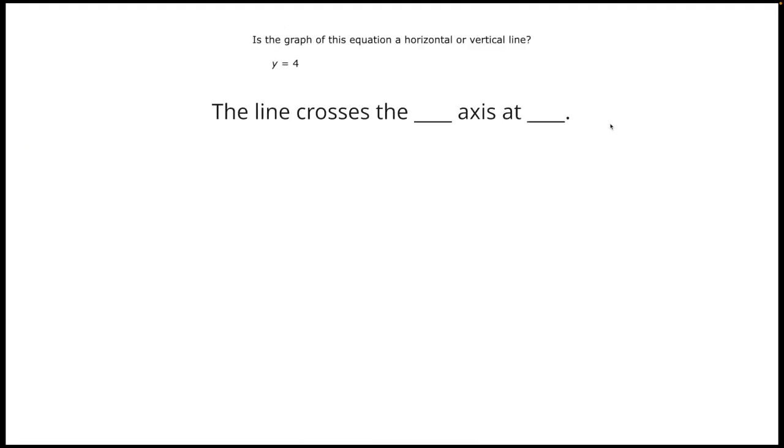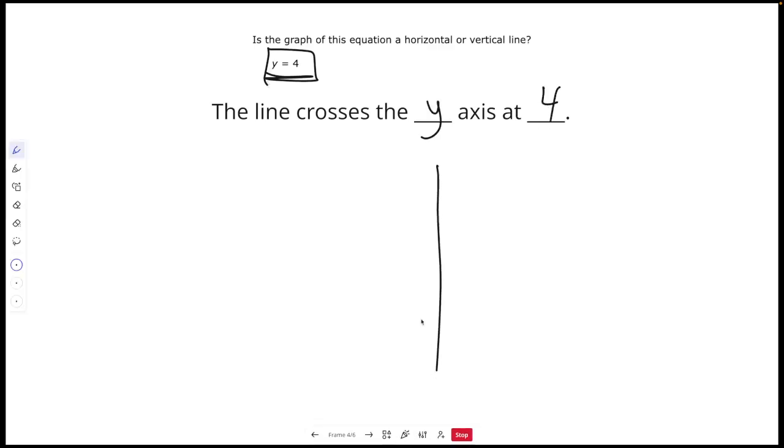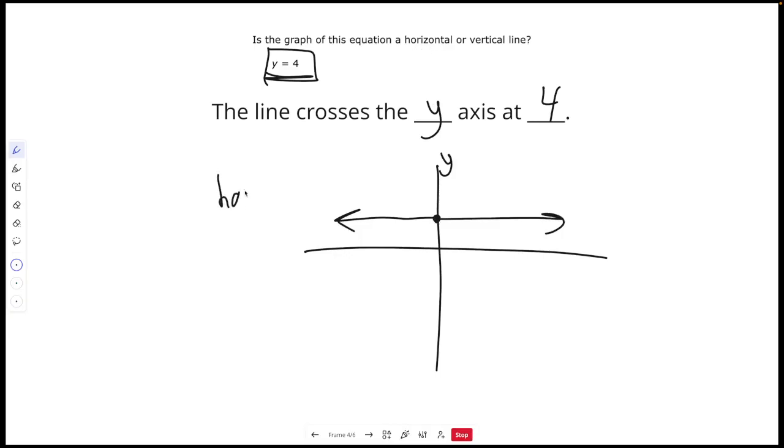And the last type of problem that you'll get is instead of giving you the graph, they're going to give you the answer. Here's the answer, y equals 4, and they want to know, is this a horizontal or vertical line? And so we can go backwards here. The line crosses the y-axis at 4. So if you were to draw just a little graph, that might help, mentally or on your paper or whatever. It crosses the y-axis at 4, so it goes like this. And so this is a horizontal line, right? Horizontal is the answer.